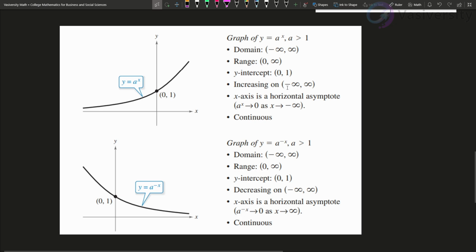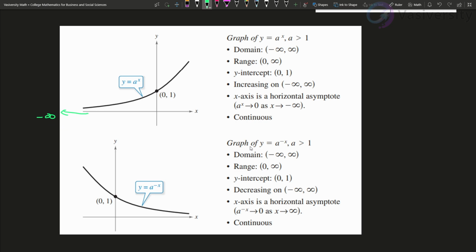So it's increasing from -infinity to positive infinity, and the x-axis is the horizontal asymptote, meaning that as x approaches -infinity, as we go more and more negative to the left, the function approaches 0. And the function is continuous, and later on in calculus we can learn what it means. But essentially, for this class, continuous means that we could draw it without lifting our hand. There are no sharp corners, no empty spots, no jumping from one value to another. So that's what it means here.